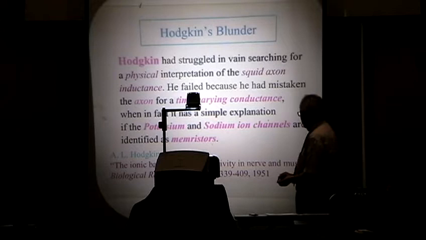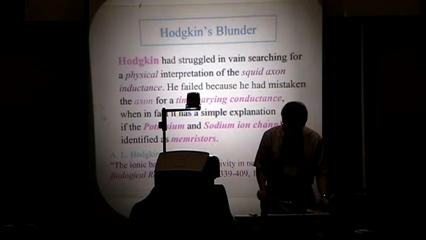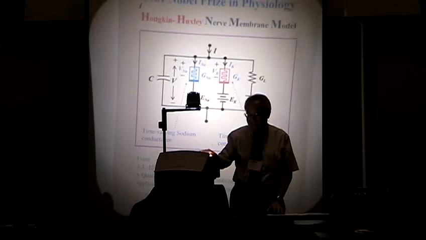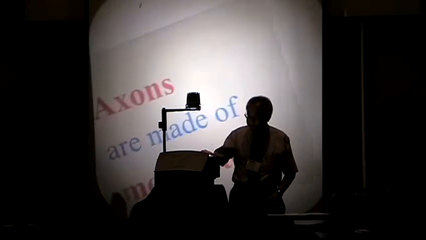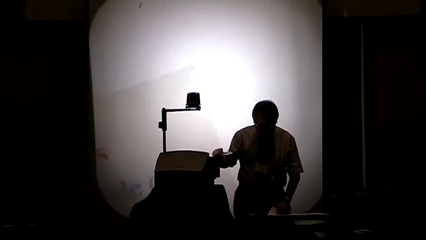In other words, if he had realized that the two elements that he incorrectly identified as time-varying conductors are Memristors, then all of this anomaly would disappear, everything would be understood. So, in fact, in view of this model, which is a realistic model, it follows also that axons are made of Memristors, because those are the two key elements that led to the axon potential.